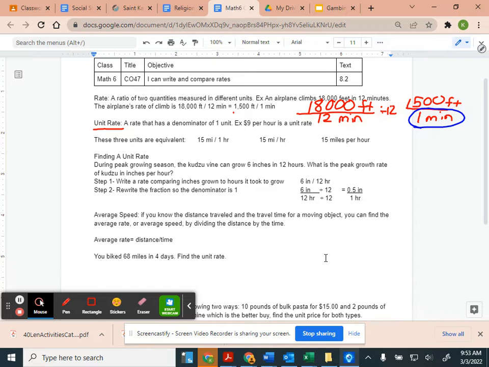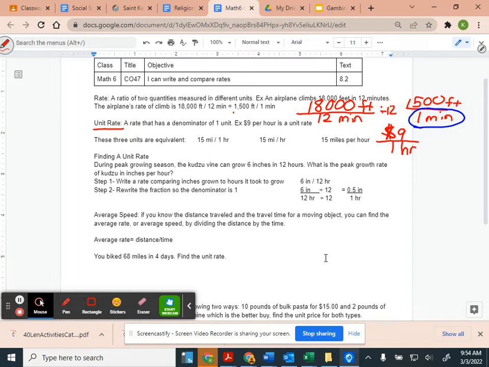So let's look at our unit rates. A unit rate is a rate that has a denominator of 1 unit. Example, $9 per hour is a unit rate. So we can make $9 every 1 hour that we work.